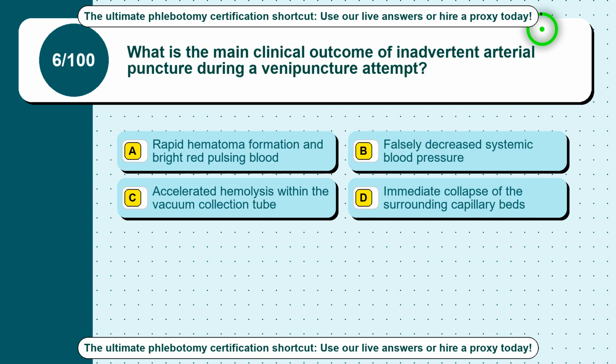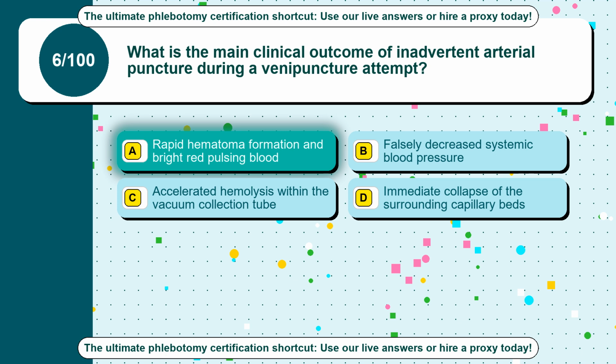Question 6. What is the main clinical outcome of inadvertent arterial puncture during a venipuncture attempt? Option A, rapid hematoma formation and bright red pulsing blood. Option B, falsely decreased systemic blood pressure. Option C, accelerated hemolysis within the vacuum collection tube. Option D, immediate collapse of the surrounding capillary beds. The correct answer is option A, rapid hematoma formation and bright red pulsing blood.